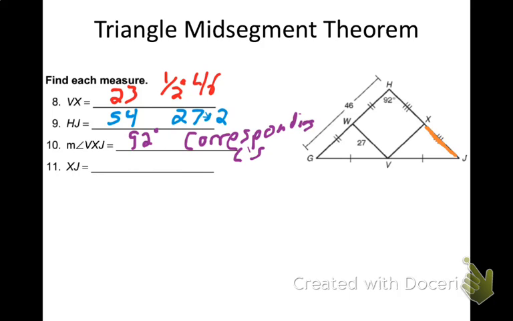And then the very last one says to find XJ. So I want to find that distance right there. What is the distance for XJ going to be? Austin, what do you think? How'd you find that? That whole thing is 54, so take 54 divided by 2, and I can get 27. Another way is this is 27, so each of those would be 27 then. Does that make sense?